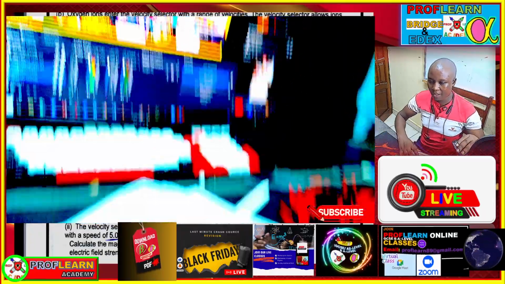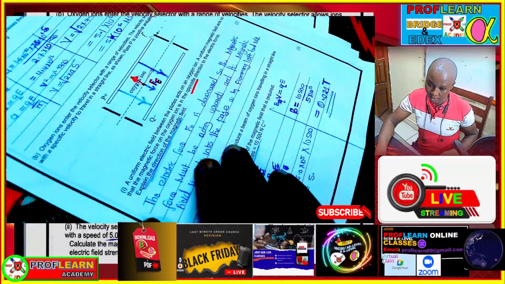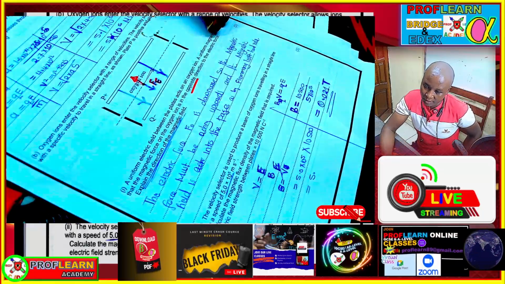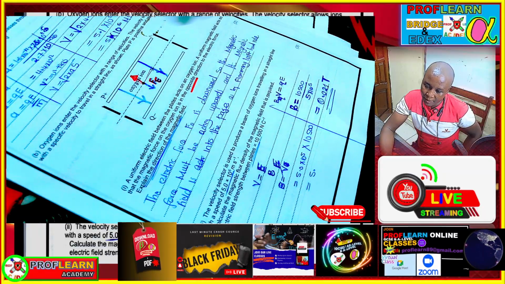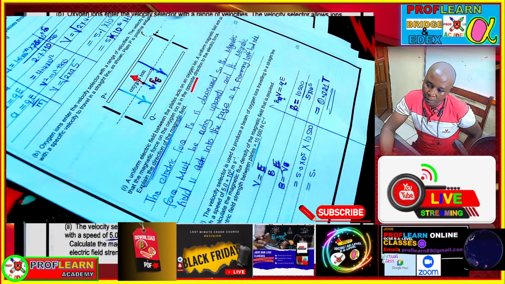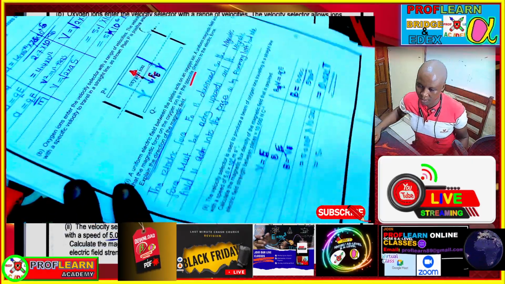So let's go back to our class. That's why I'm saying that the electric force is downward, so the magnetic force must be acting upwards, and the magnetic field is into the page, and that we have used Fleming's left-hand rule to display that.